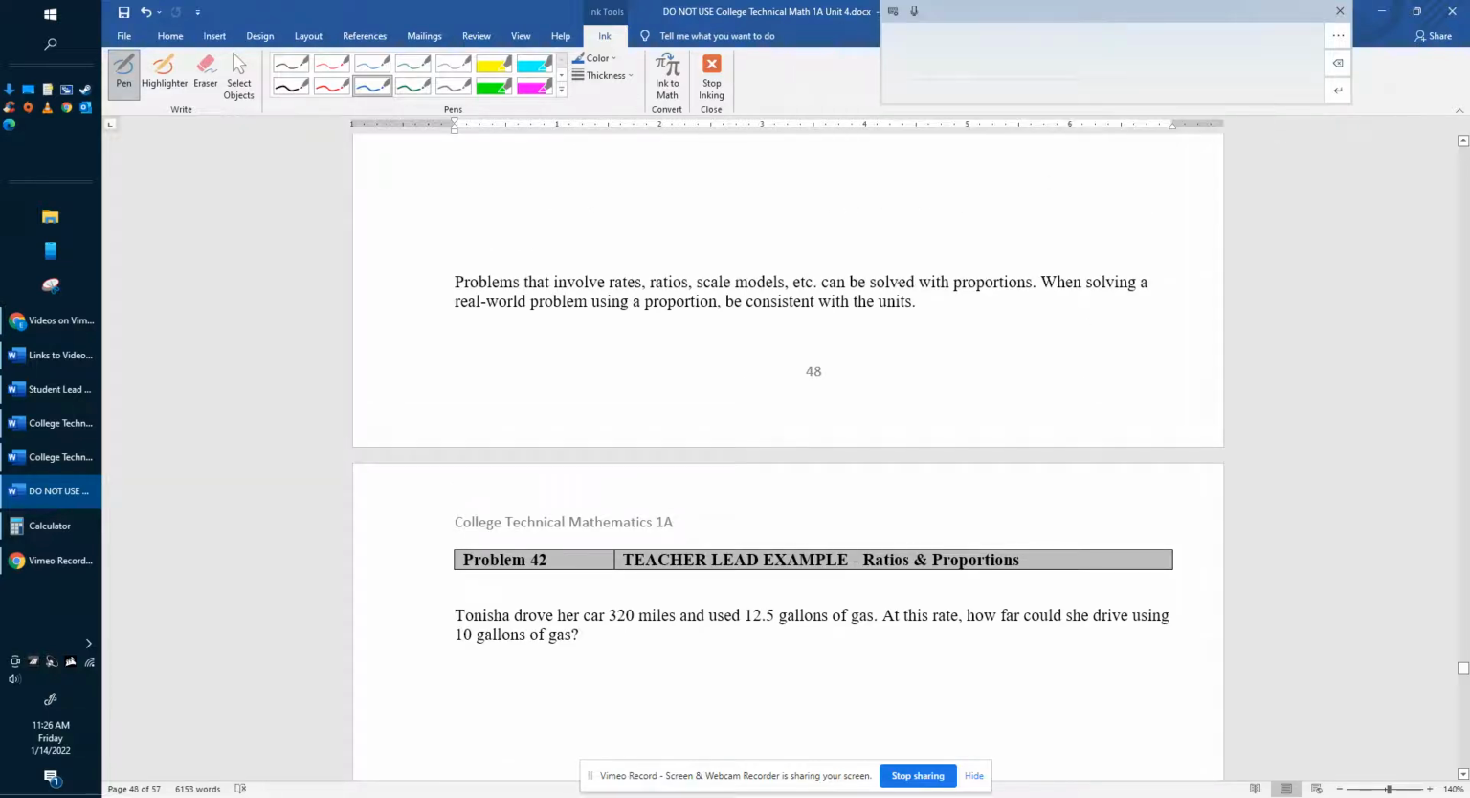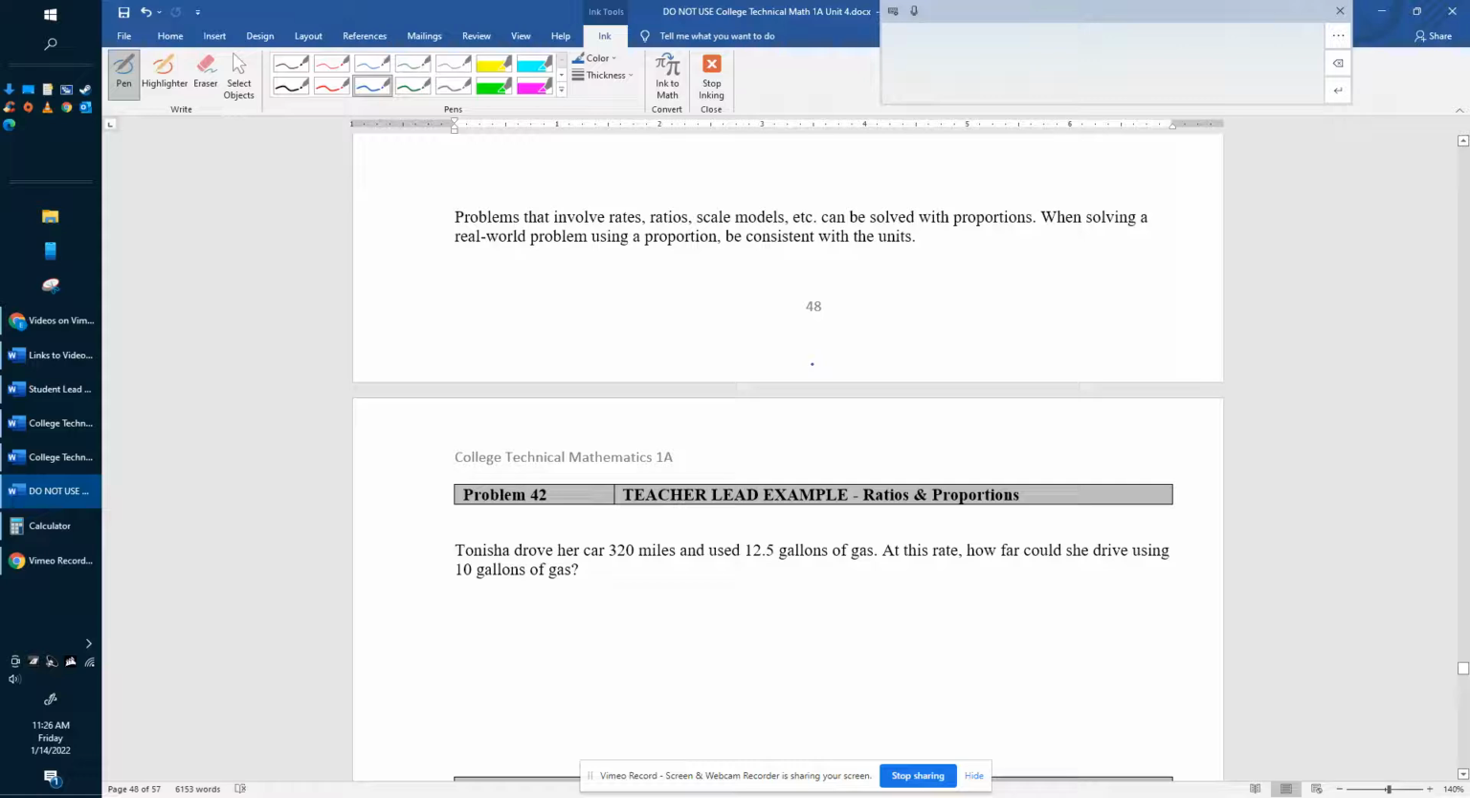Welcome back, and now we get to deal with your favorite thing in the world, word problems. Hooray! All right, problems that involve rates, ratios, scale models, etc. can be solved with proportions.